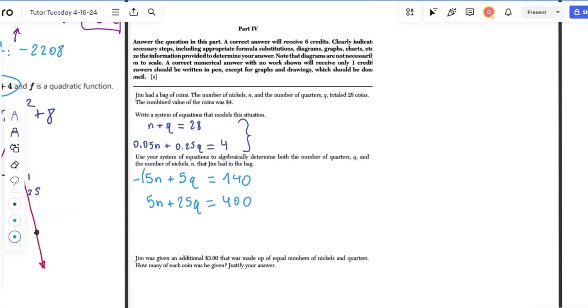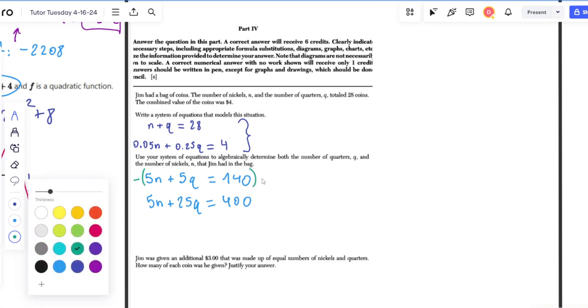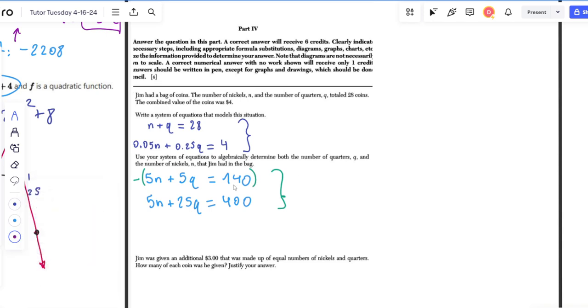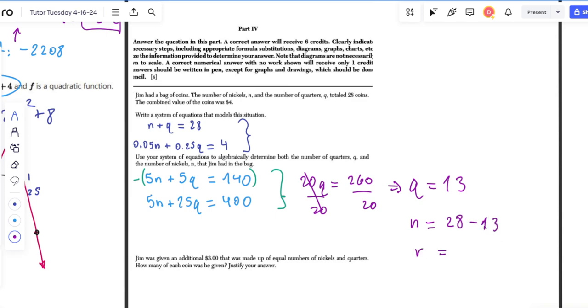What I could even do is subtract off the top equation. So I'd get something like, I could cancel out my 5n and I could just get 20q is equal to 400 minus 140, which is 260. So if I divide everything by 20, I end up with q equals 13. And since n plus q equals 28, I could just subtract 28 minus 13 and get that n is equal to 15.